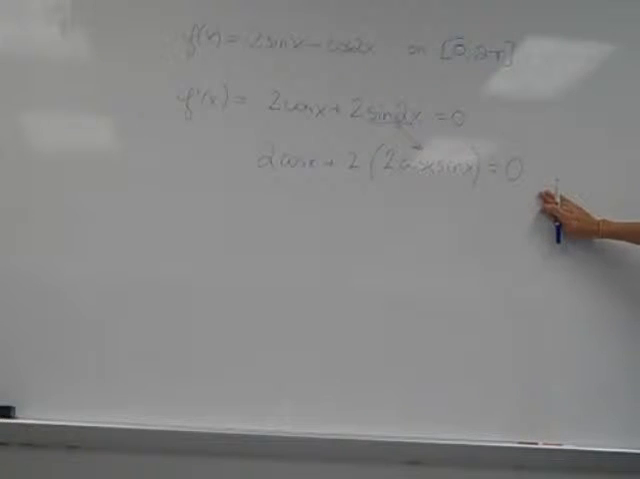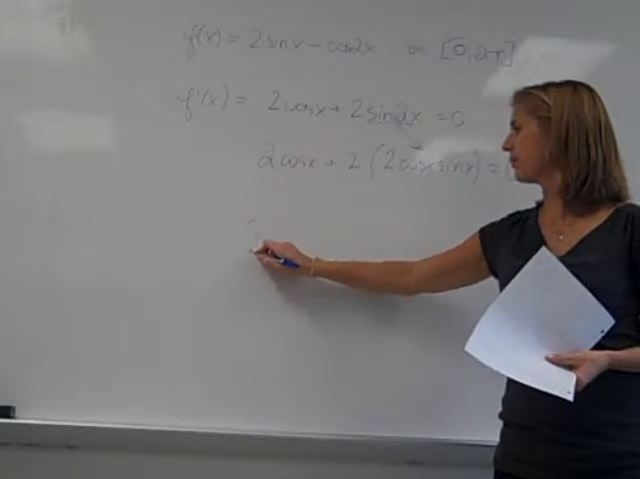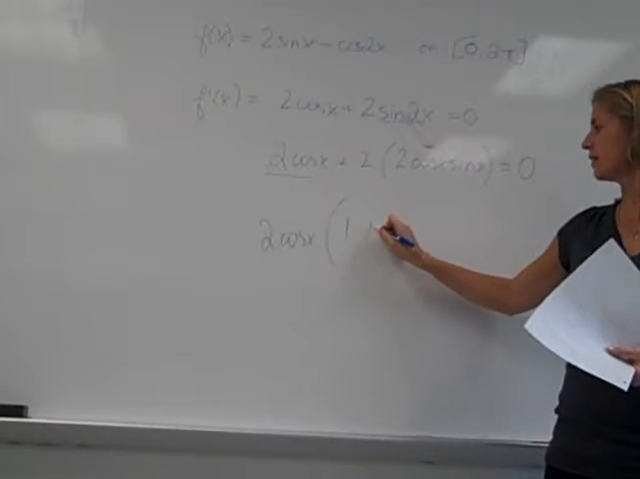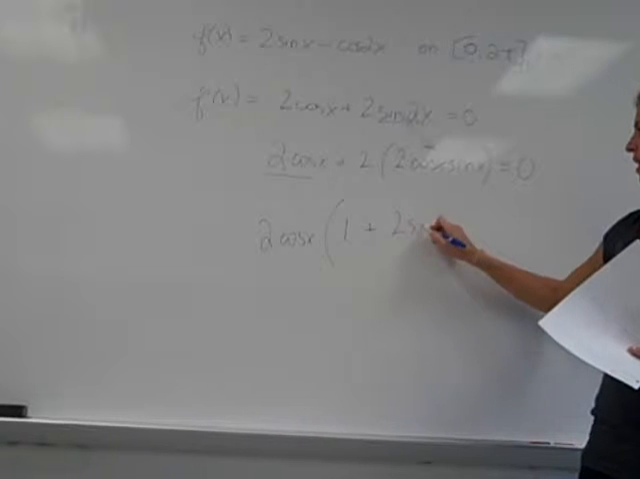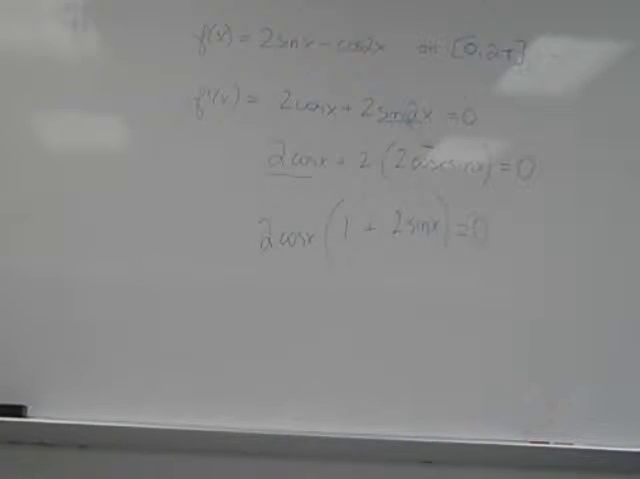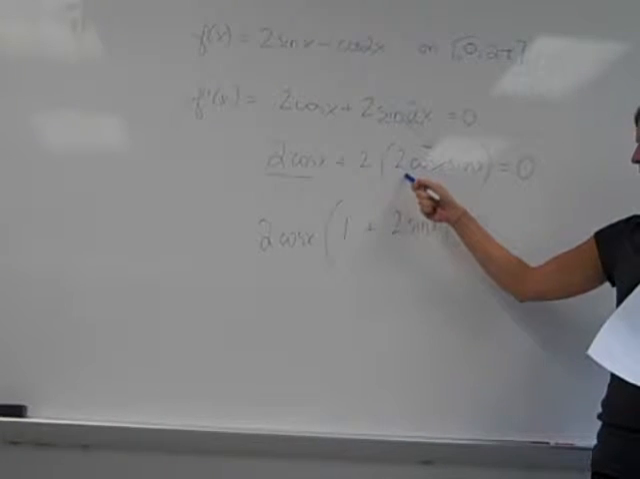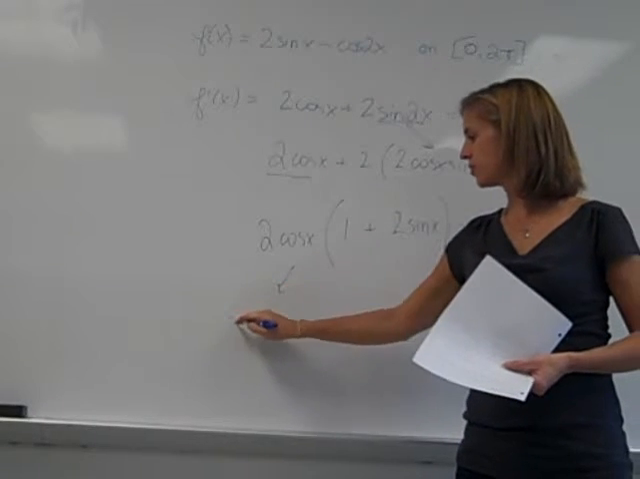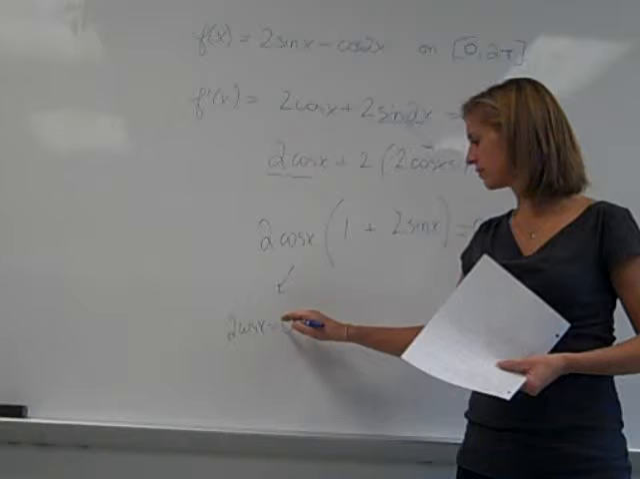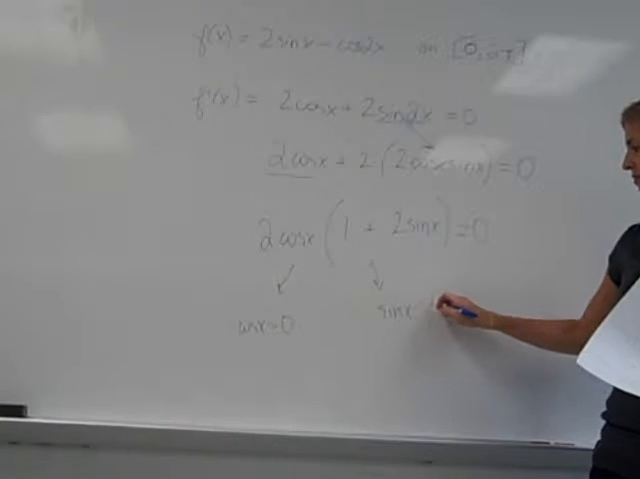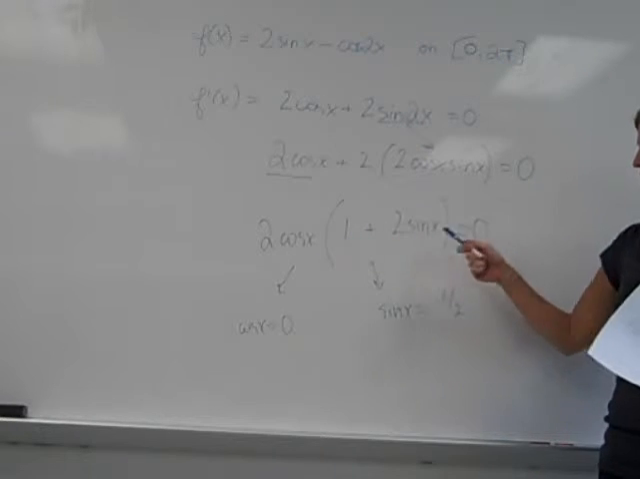So this is a tricky thing. What I would do is take out probably a 2 cosine x. I'd be left with 1 here plus a 2 sine x, equals 0. Do you understand what I did? I'm kind of multiplying this 2 by this, and then I'm taking a 2 out and a cosine x out. So I have two things. I have 2 cosine x equals 0, basically the cosine of x equals 0, and I have the sine of x equals negative 1/2. Bring the 1 over, divide by 2.